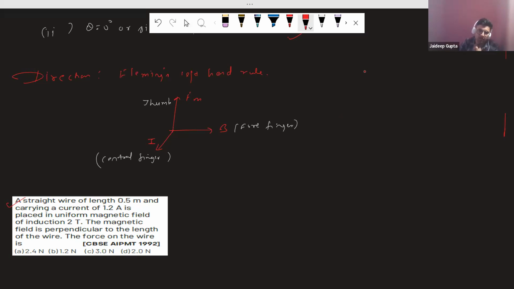A straight wire of length 0.5. So easy question. B. Sure. And rest of you, write your answer fast. B. Alan, Saifullah, Mamunar, Hiba, Hanifa, write your answer, rest of you fast.